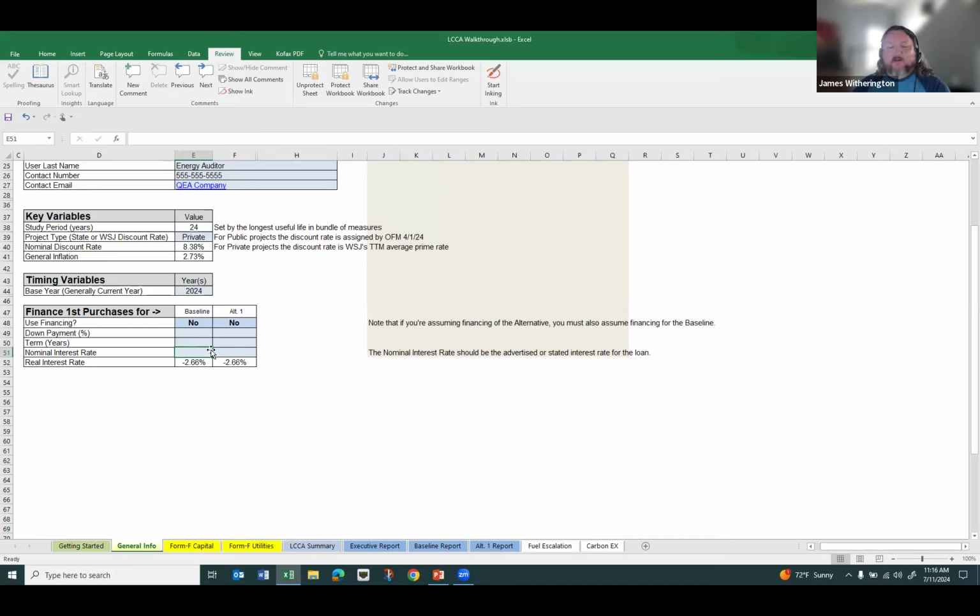I don't know what construction lending looks like right now, but I think the 30-year mortgage rate right now is like 6.9%, which, yeah, seems crazy.